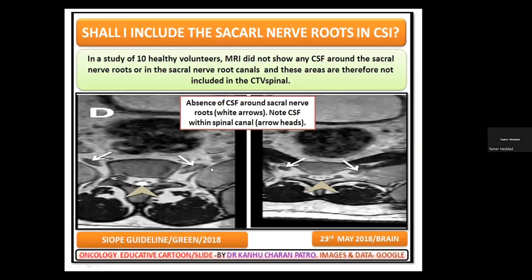Should the sacral canal be included or not? Sacral canal, sacral nerve. The CSF around the sacral nerves did not show any CSF fluid, so the sacral canal need not be included. Previously in the older days we used to give a wider spared field, but SIOP guidelines say there is no need to take the sacral canal, but the spinal canal has to be included, not the sacral canal.